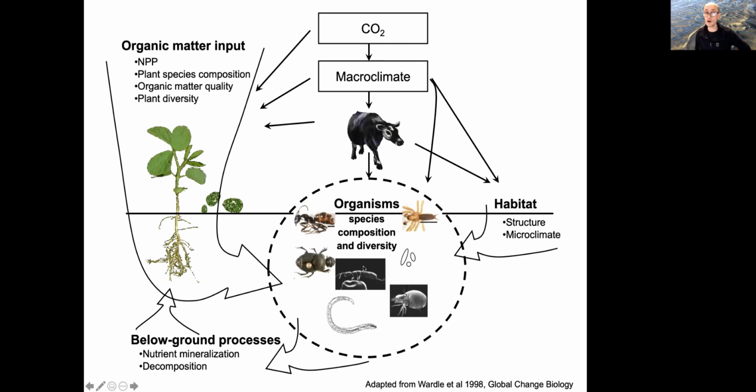And of course, you can throw in things like large animals, like ungulates, browsers and grazers, that we either manage or that occur naturally, which could also be affecting the amount of organic matter input and the habitat structure that's there. So this is kind of a broader, zooming out a little bit.